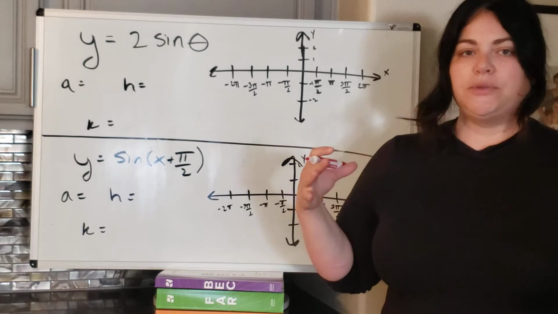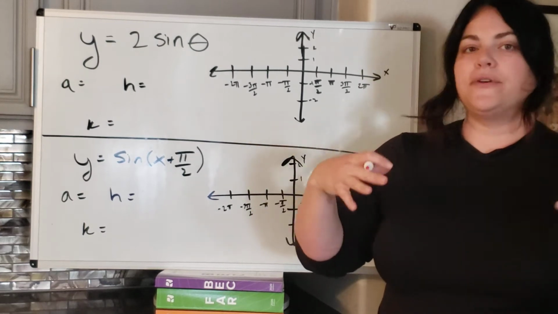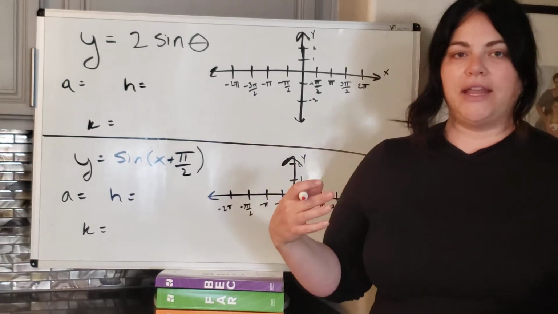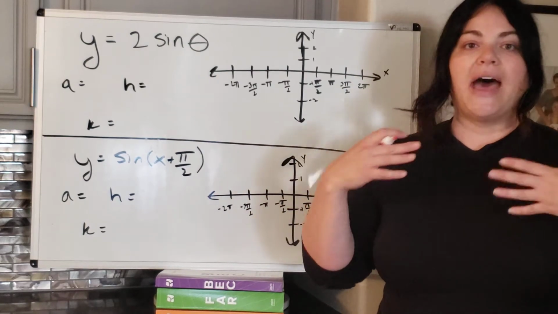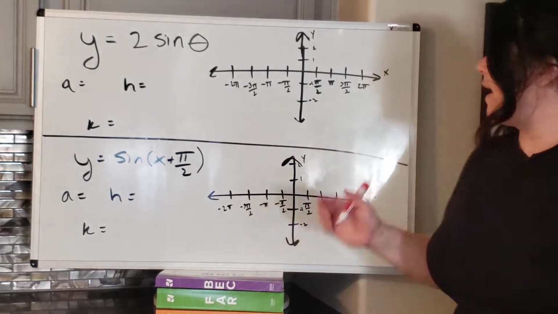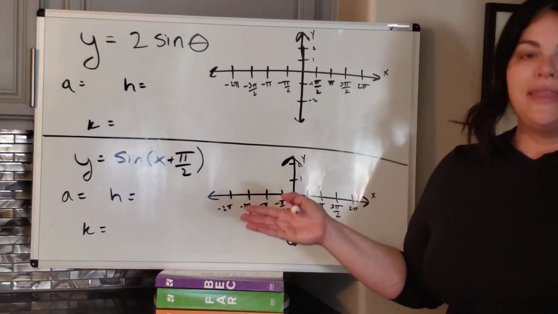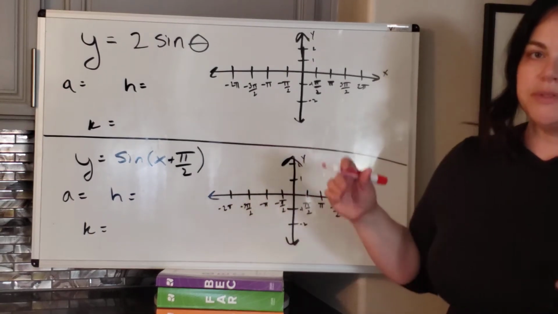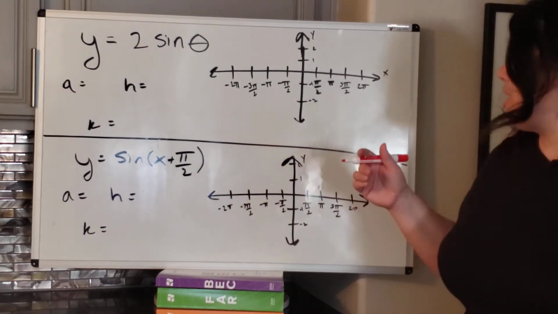Every time you see a plus or minus and then something like pi over 4 or pi over 2, that's our H. Okay, so we're going to do 2 sine examples. The next video is going to be 2 cosine examples with some negatives and then an A, H, and a K.